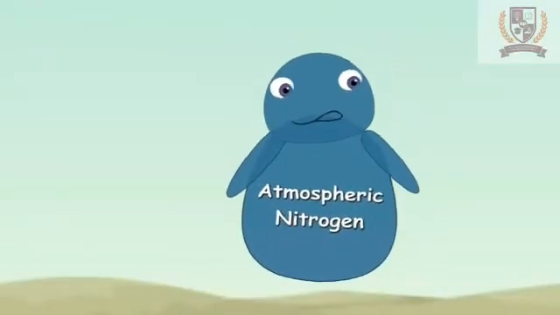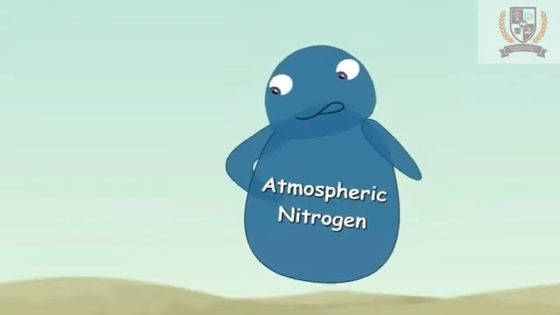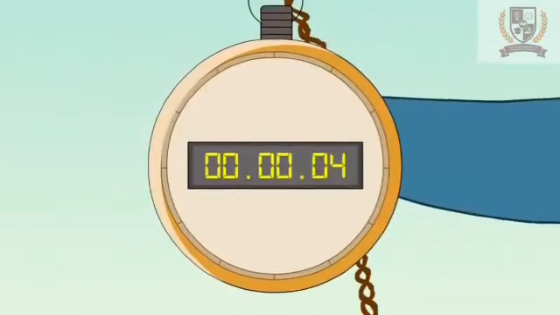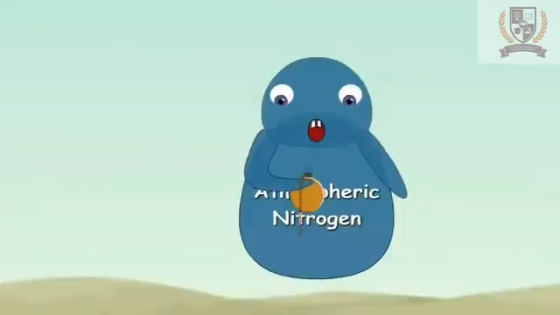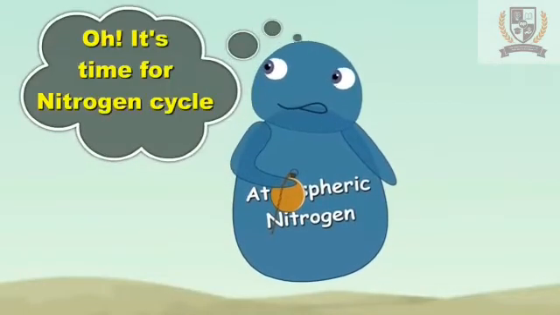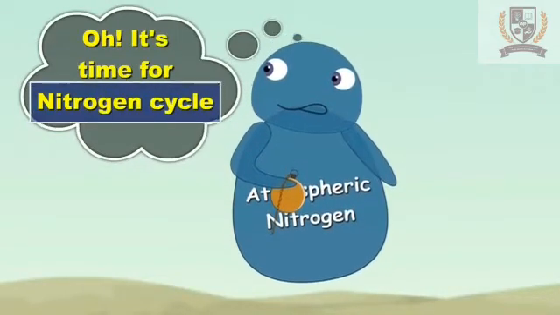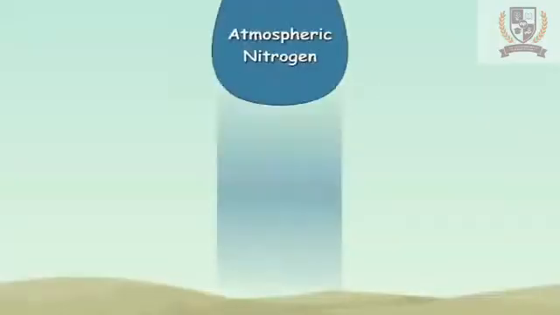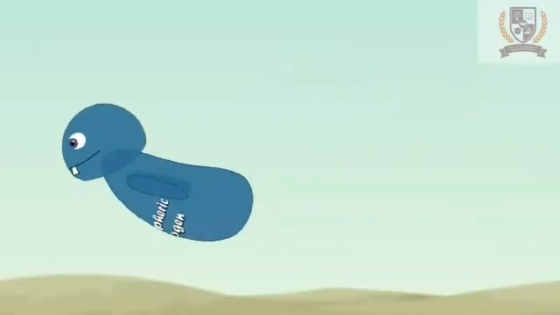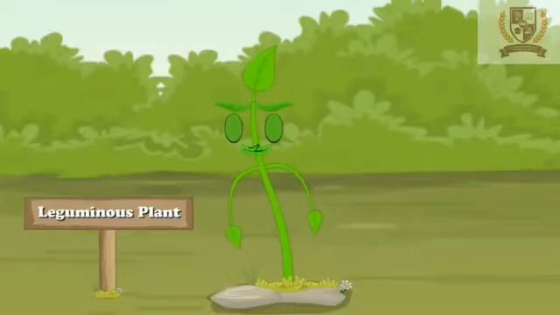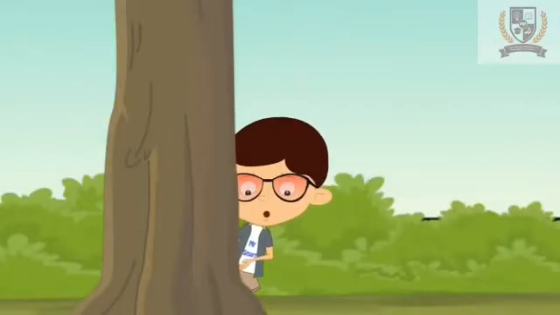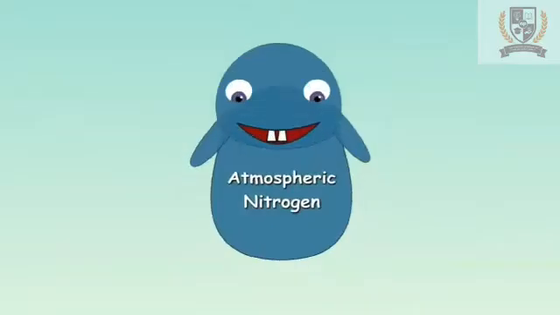So have you ever wondered how the level of nitrogen in the atmosphere remains constant? It is with the help of the nitrogen cycle. Let's learn about it in detail. The nitrogen gas is colorless, odorless, and tasteless. It is most of the time unreactive in nature.